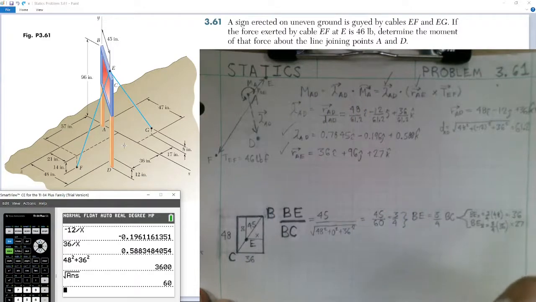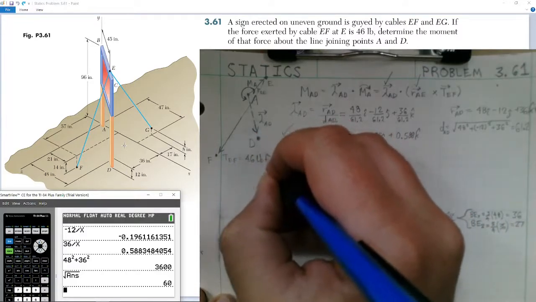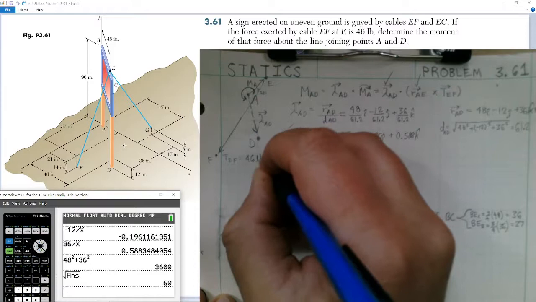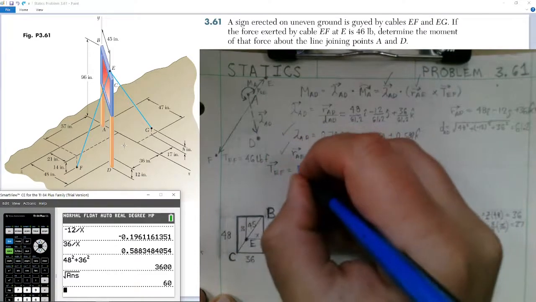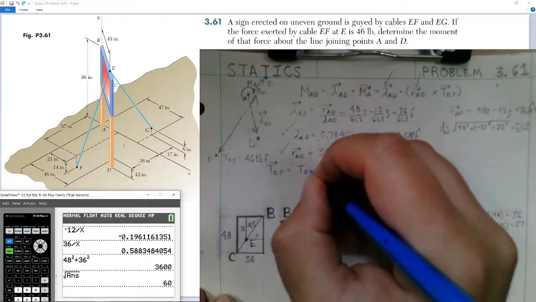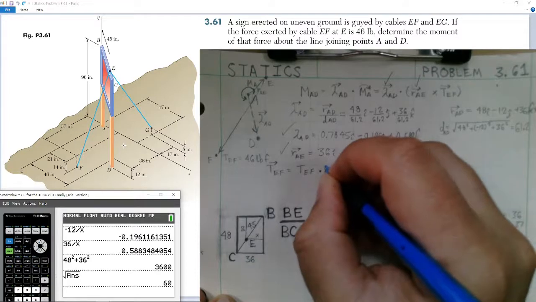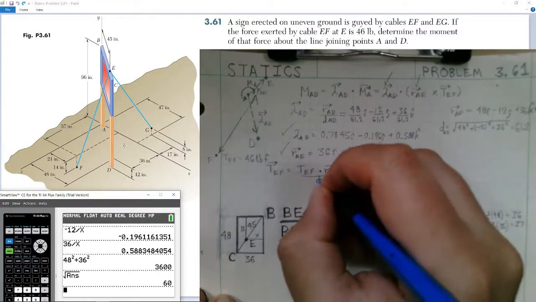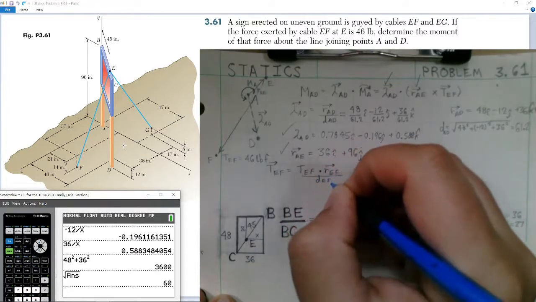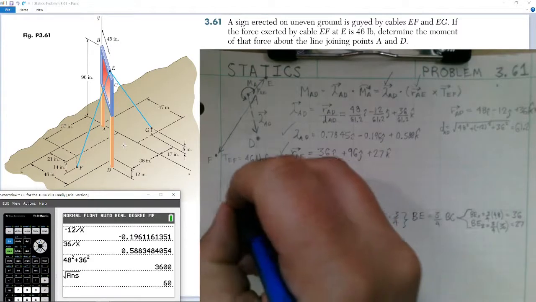So finally we can write the equation for tension going from E to F. We know the tension force from E to F will simply be the tension scalar value we have right here, 46 pounds, multiplied by the position vector going from E to F, and then divided by the distance from E to F. So next we need to determine the position vector going from E to F.